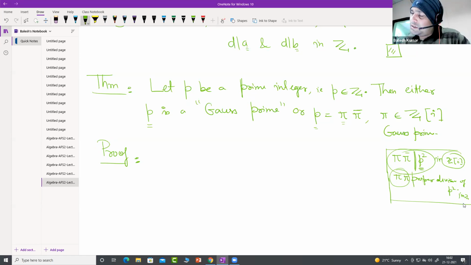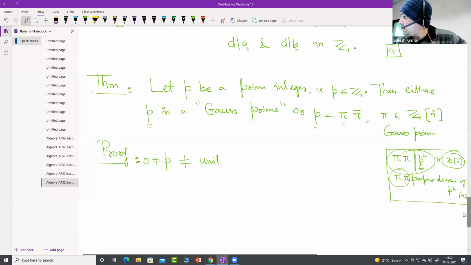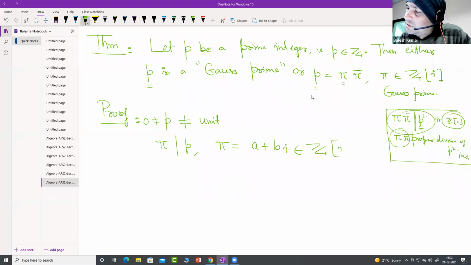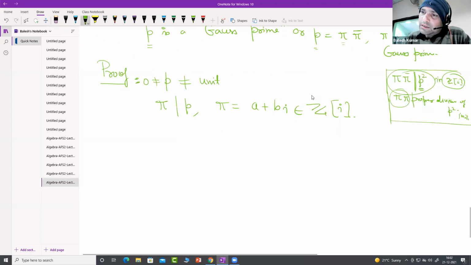In order to prove this, we can see that since P is a prime integer, of course it is not a unit, and of course it is also not equal to zero. So since Z[i] is a PID or Euclidean domain, it has a factorization. Let pi be a prime divisor of P, where pi belongs to Z[i] and pi is an element, say a plus bi, in the ring of Gaussian integers. And as you can see, if pi divides P, this implies pi bar also divides P. That can be checked, because pi divides P implies pi bar divides P bar, but P bar is equal to P. So this implies that pi bar also divides P.